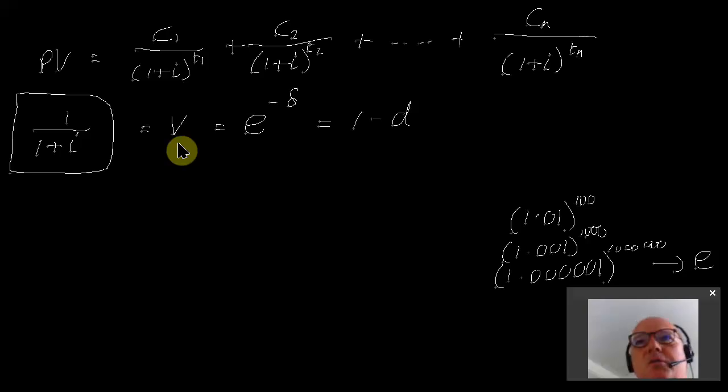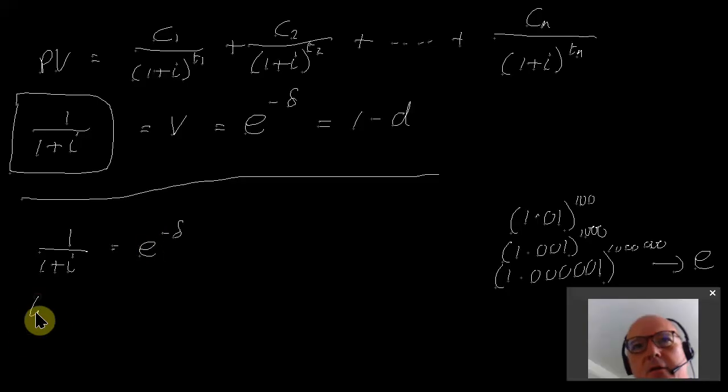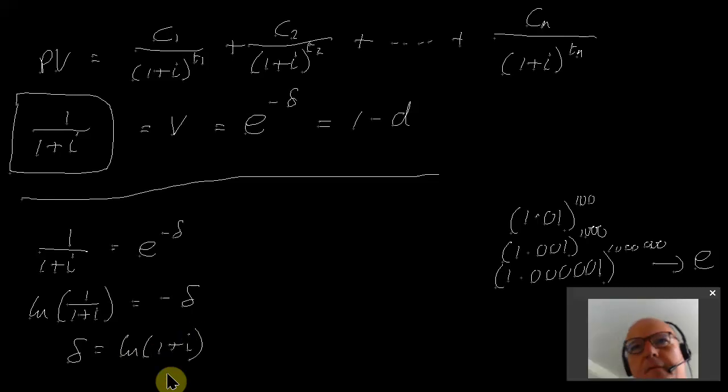Once you've got this relationship, you can manipulate them quite easily. So we say, well, what is delta, if I'm given i? Well, I just rearrange this formula. 1 over 1 plus i equals e to the minus delta. So log of 1 over 1 plus i equals minus delta. So plus delta equals log of 1 plus i, because log of (1 plus i) to the minus 1 is minus log of 1 plus i.